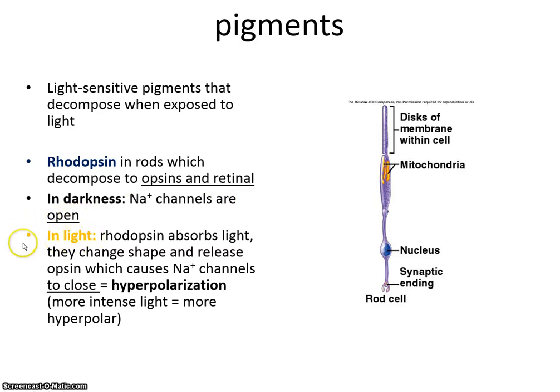And so in light, the rhodopsin, this pigment, will absorb light, and this changes the shape. So this light energy changes the shape, and they degrade, they fall apart, and this causes sodium channels to close, which results in a hyperpolarization. Okay? And the more intense the light, the more they hyperpolarize.